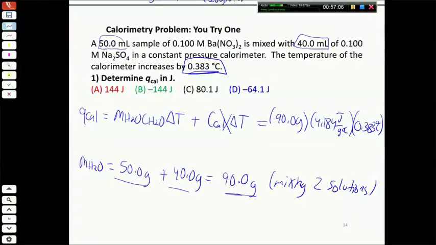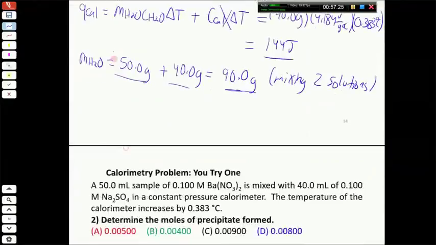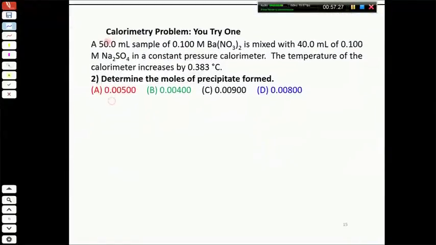Alright, so that's the delta T, 0.383 degrees Celsius, and so that means the heat would be 144 joules, which is A. That's the amount of heat absorbed by the calorimeter. It's a positive number because the temperature of the calorimeter is increasing. So that's the first step. The second step: determine the moles of precipitate that are formed.